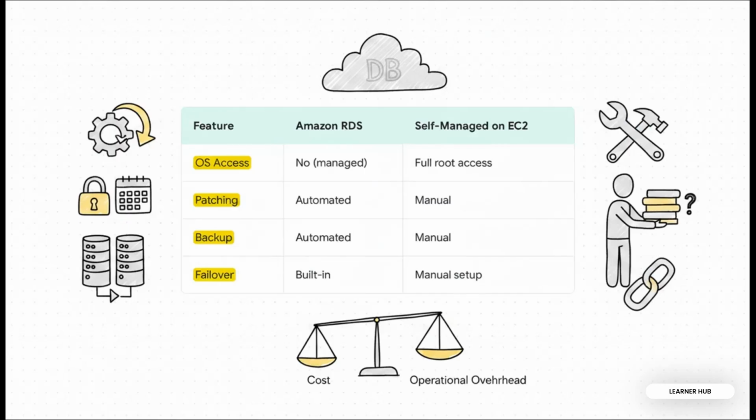So this brings up a classic interview question. Why would you use RDS instead of just installing a database yourself on an EC2 server? Well, it really boils down to a simple trade-off. With RDS, you give up that low-level operating system access. But in return, you get this massive automation for things like patching, backups, and high-availability failover. So you're basically paying a little more per hour to save a ton of time and effort on operations.